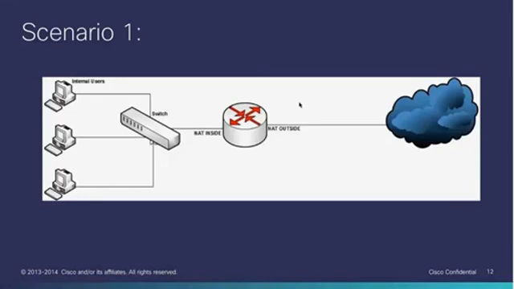Okay. Now, let's say this is a setup. We have some internal users. There's a router that's doing NAT. There's a NAT inside and an outside, and the cloud signifies the outside world. Let's take a closer look at it.